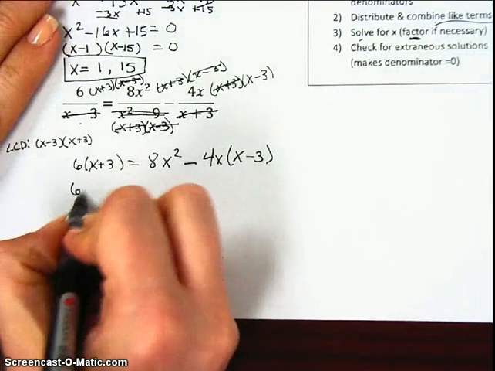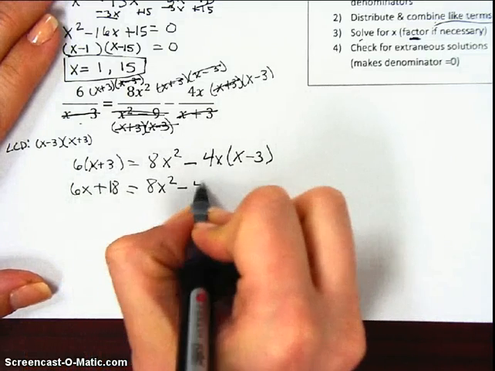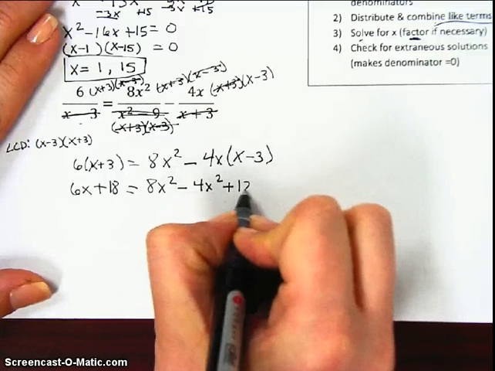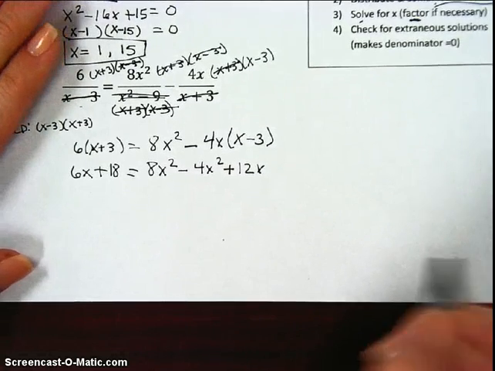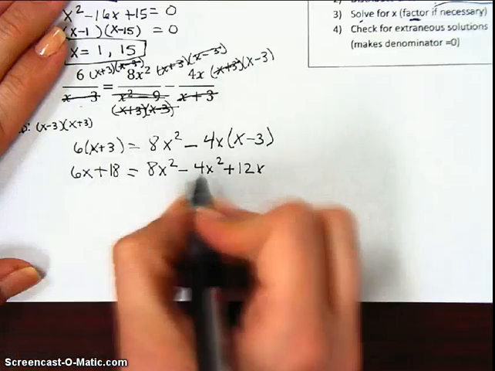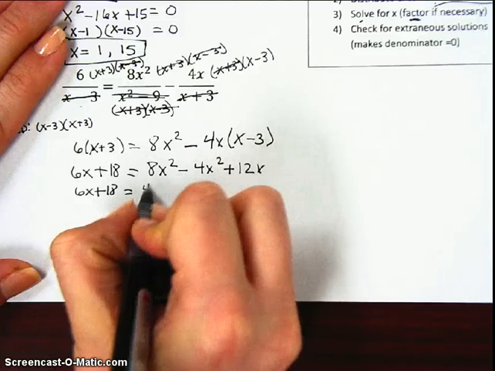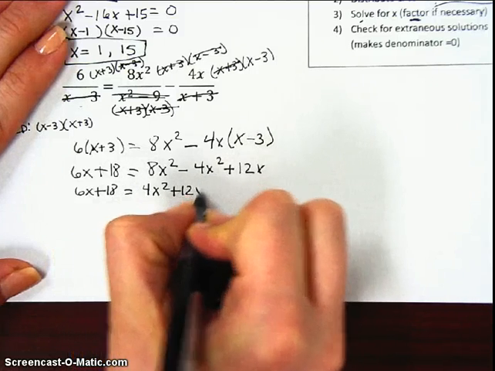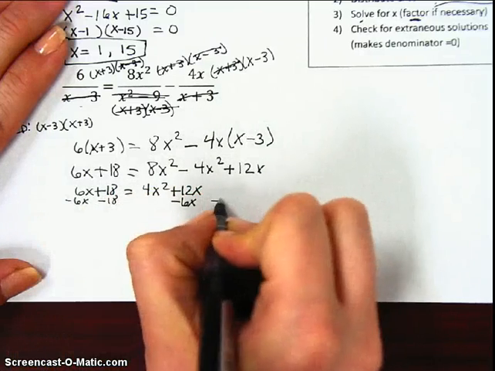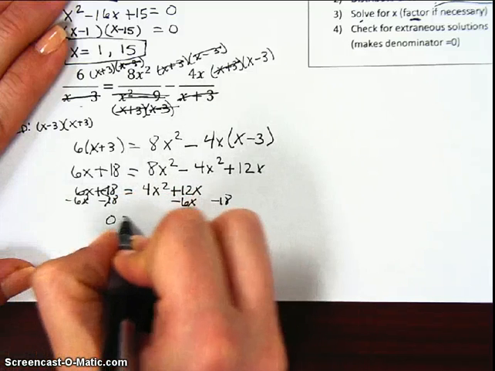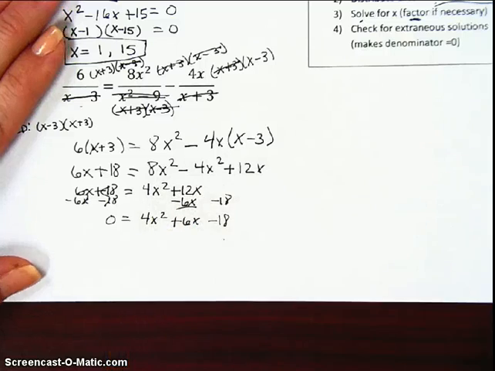So we need to distribute. We've got 6x plus 18 equals 8x squared minus 4x squared plus 12x, because negative 4 times negative 3 is positive 12. We want to combine like terms and set it equal to 0. So we've got 6x plus 18 equals 8x squared minus 4x squared is 4x squared plus 12x. We're going to subtract the 6x and subtract the 18 because we want to move them both to the right side. So those go away. Got 0 equals 4x squared plus 6x minus 18.